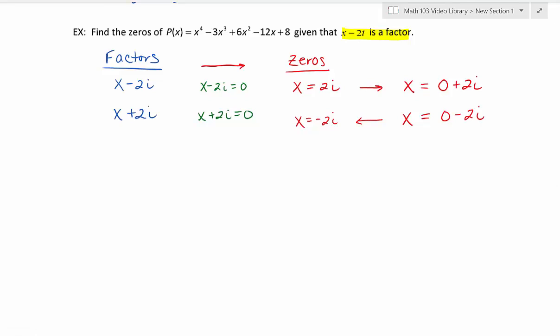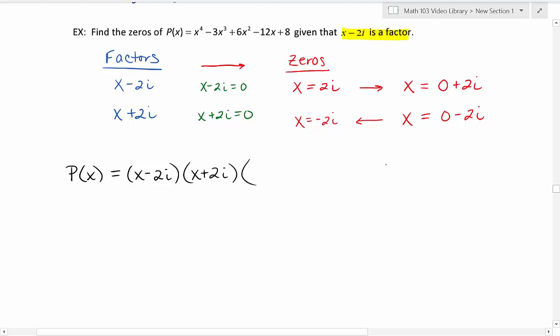Since we have two factors, we can start factoring our p of x. P of x is going to be equal to x minus 2i, x plus 2i, and then we're going to have another factor. That factor is going to be quadratic because we started with a fourth degree and we've already found two linear factors, so 4 minus 1 minus 1. Our next factor is going to be quadratic.